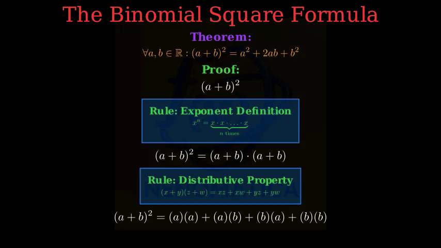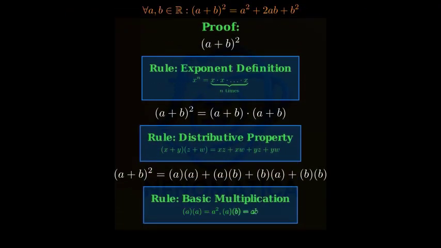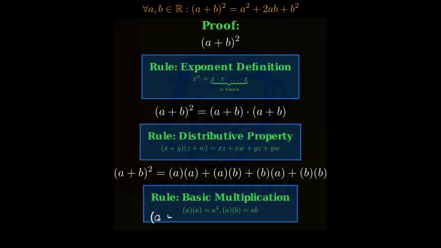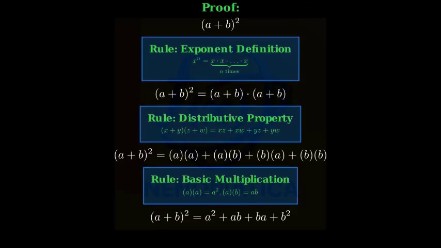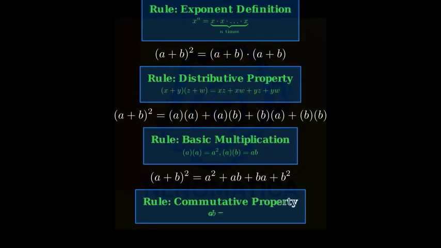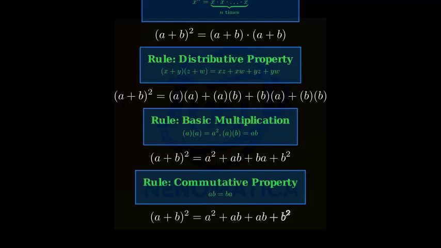So, a times a gives us a², a times b gives us ab, b times a gives us ba, and b times b gives us b². Next, let's simplify each term using standard algebraic notation. This gives us a² + ab + ba + b². Since multiplication is commutative, we know that ab equals ba. So we can rewrite the expression as a² + ab + ab + b².